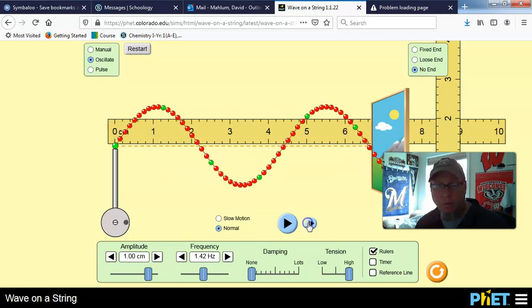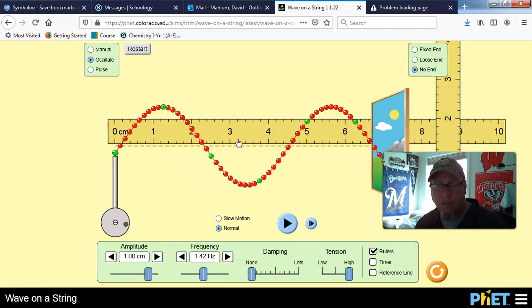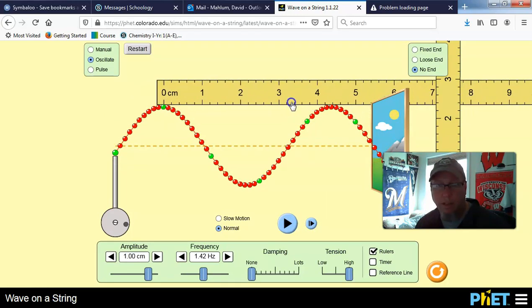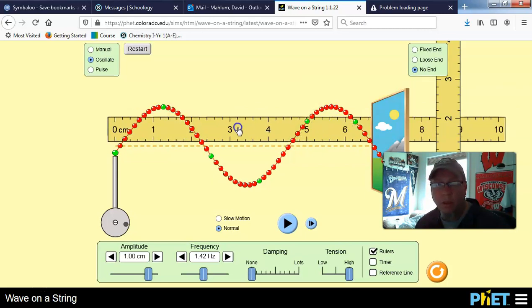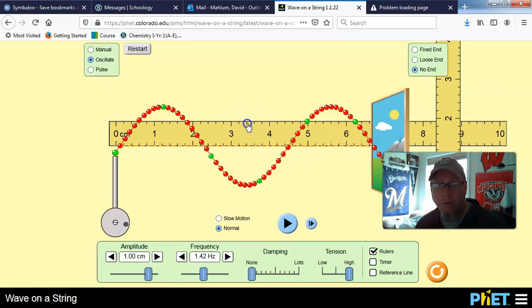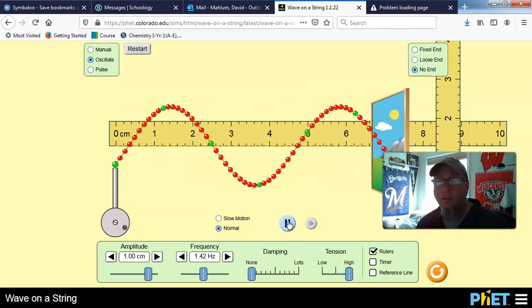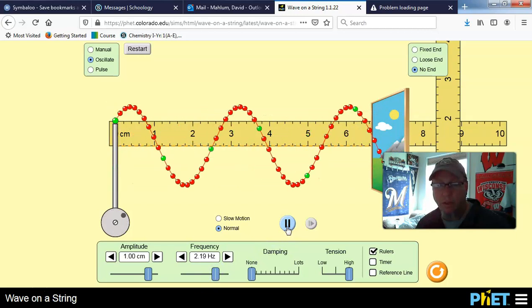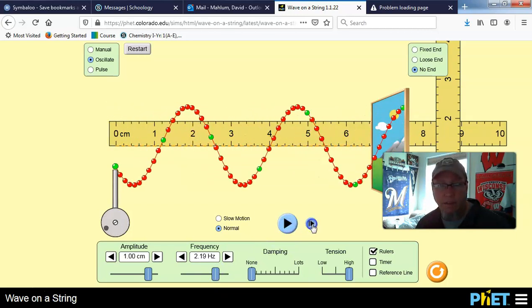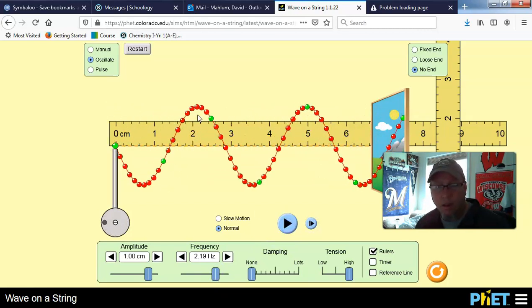When the frequency was 1.5, I'm just going to find two identical parts. In this case I can measure from crest to crest. When the frequency went up, the wavelength went down. We call that an inverse relationship in science. When one variable increases, the other variable decreases. Let's make my frequency go up to about there. We'll get that to start nice right at the 0. There's one wave. One wave is a distance of 2.8.